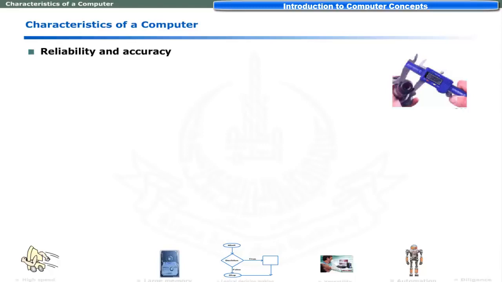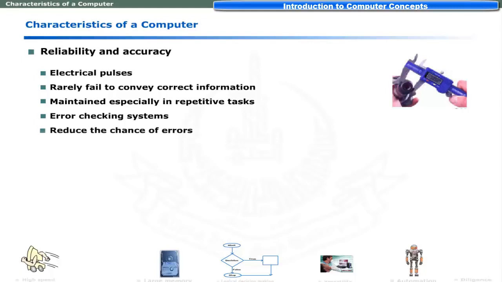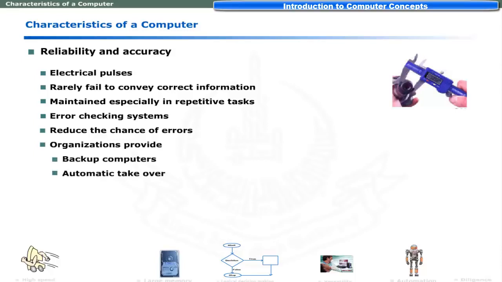High accuracy and reliability is because a computer works on electrical pulses that rarely fail to convey correct information. The reliability of computers is maintained, especially in repetitive tasks. Further, error-checking systems are built into the computer to reduce the chance of errors. Organizations provide backup computers that automatically take over in case the main computer fails. Recovery systems are implemented to further strengthen the reliability of data.